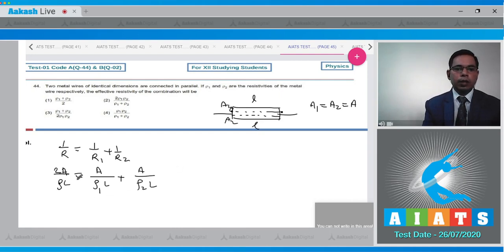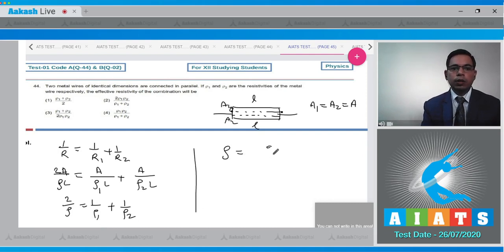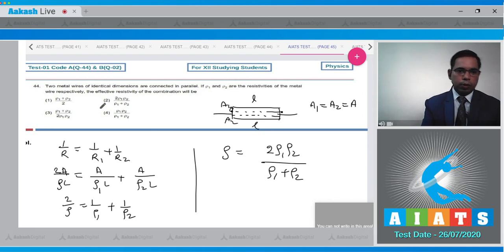Now cancelling the common terms, we get 2 by rho equal to 1 by rho 1 plus 1 by rho 2. Now after solving we will get rho as 2 rho 1 rho 2 upon rho 1 plus rho 2. Now which option will be correct? Option number 2 will be the correct answer.